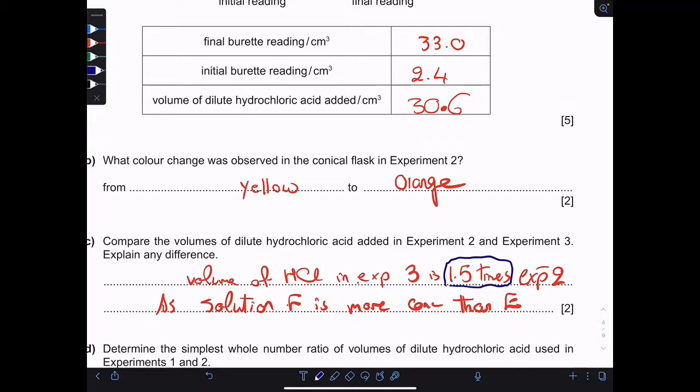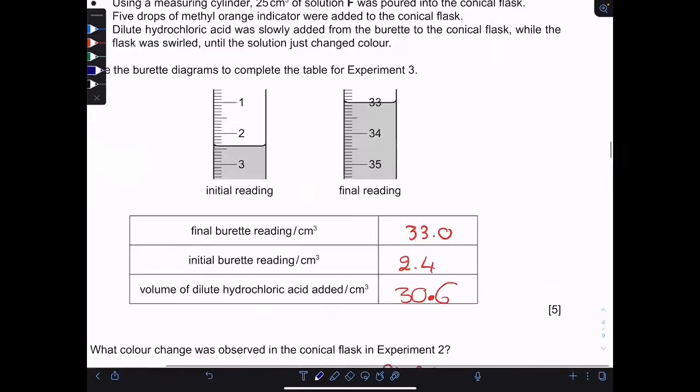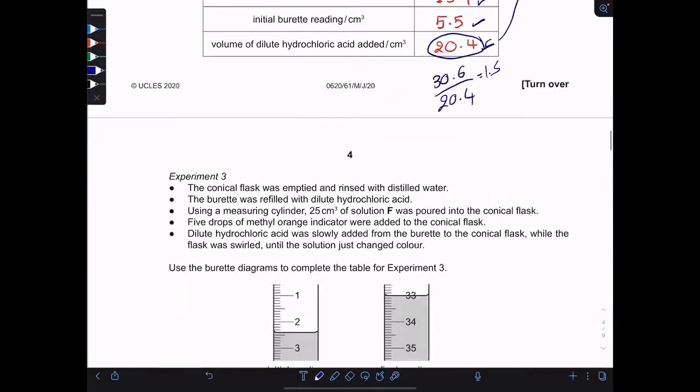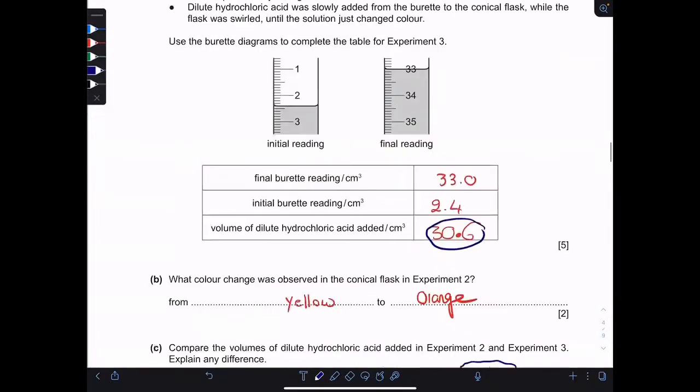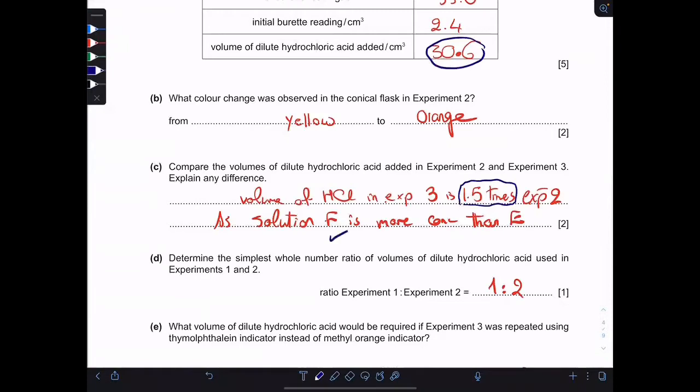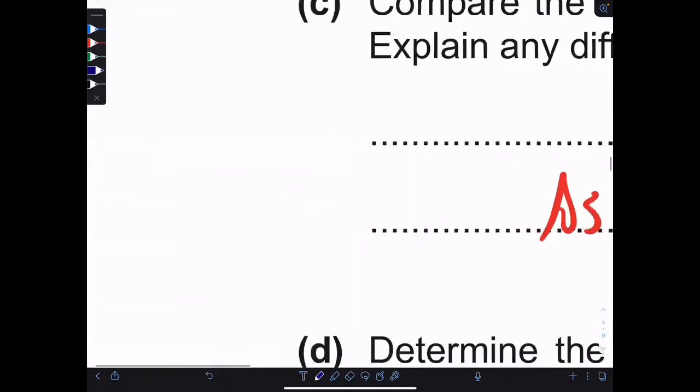He always wants you to say twice, double, half, 1.5 times. And to get this, you simply get the 2 values, 30.6 and 20.4, and you divide the larger number by the smaller one, you will get the ratio between them, or how many times is experiment 3 more than experiment 2. The reason is that solution F is more concentrated than E, and this is a very important question.